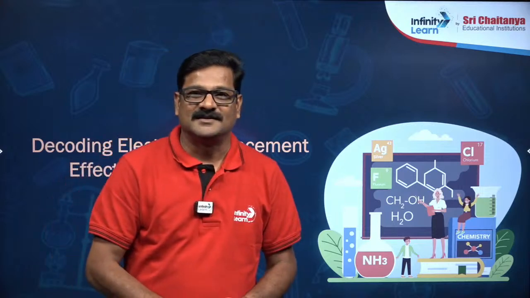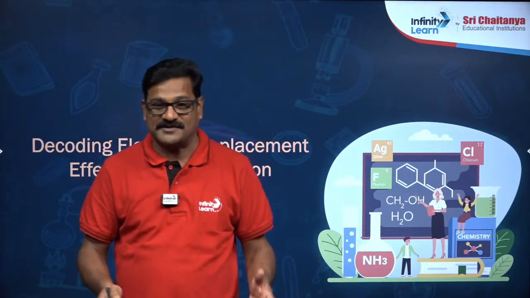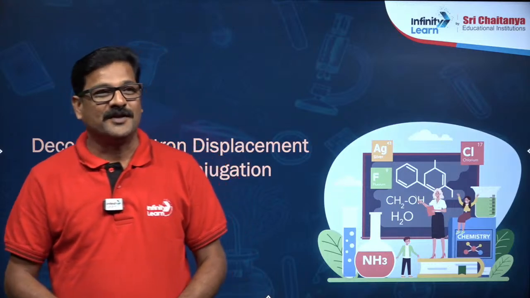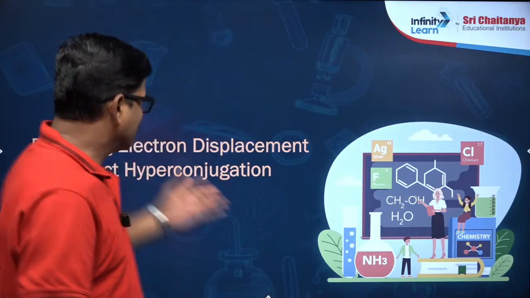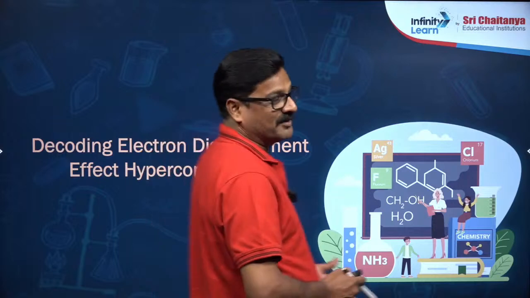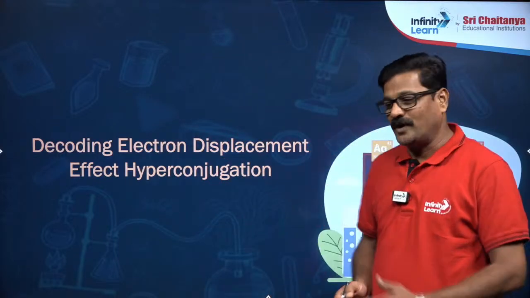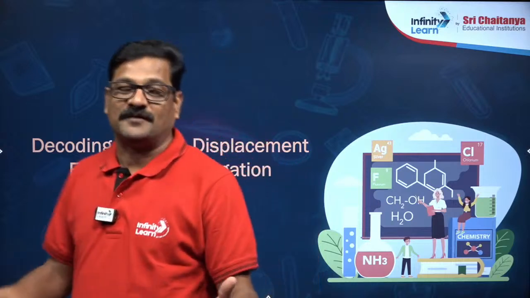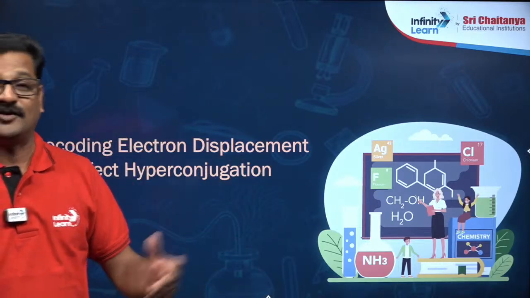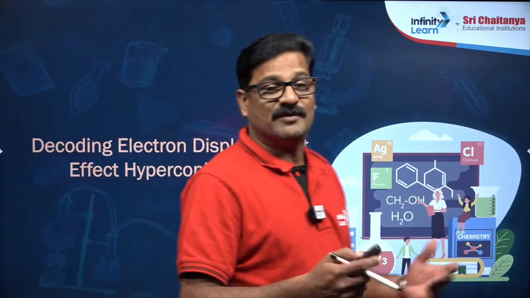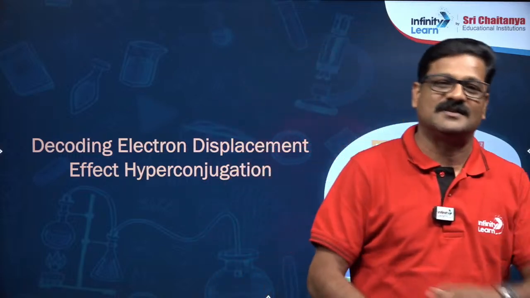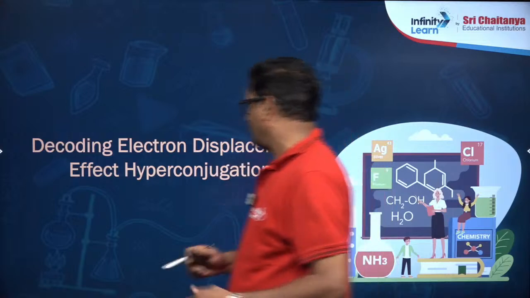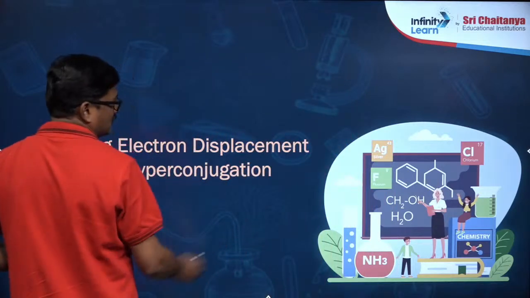This is Suresh Avari, Faculty of Chemistry from Infinity Learn by Sri Chaitanya. Today we are going to learn about general organic chemistry, decoding hyperconjugation. We have so many electronic effects. What are electronic effects here? Inductive effect, electromeric effect, mesomeric effect and hyperconjugation. These are the major electronic effects. In today's class we are going to talk about hyperconjugation.